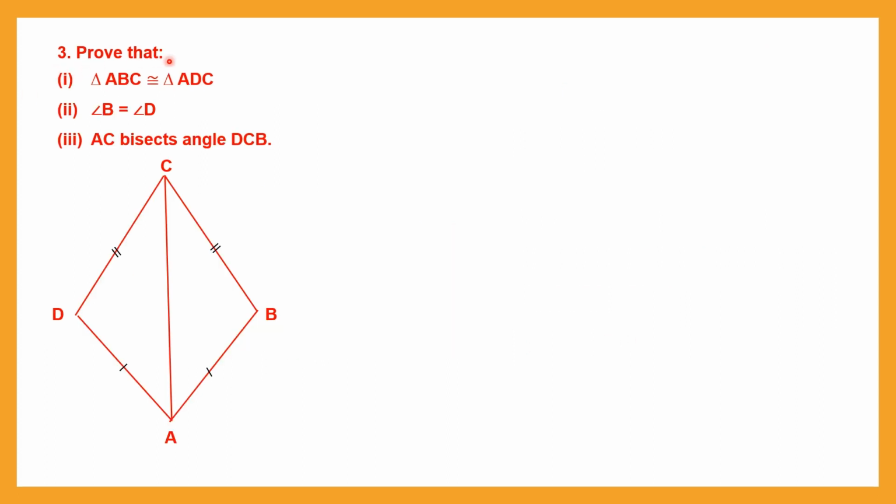Question 3. Prove that. Now, there are three things that we need to prove. The first one is triangle ABC is congruent to triangle ADC. So first, let's take that up and then we'll go to the other two. Let's prove that these two triangles are congruent. Now, which are the two triangles? ABC, that is this triangle. Then triangle ADC, that is ADC. We have to prove that these two triangles are congruent. So that's the first proof that we have to show.